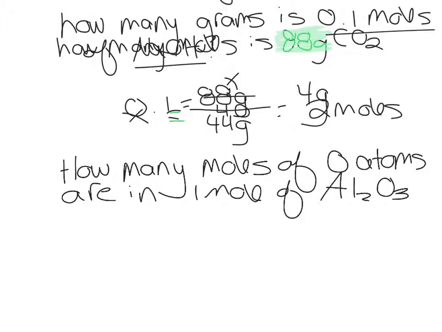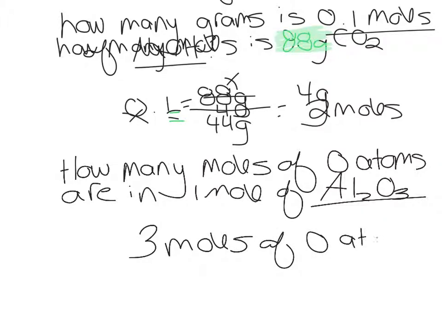So I'm not going to use that same formula. What I'm going to do is I'm just going to look at my formula here. And I see that I have 2 aluminums and 3 oxygens for each 1 aluminum oxide. So the answer to this is just 3. I have 3 moles of oxygen atoms in 1 mole of Al2O3. That would be like if I had a dozen Al2O3s, I'd have 3 dozen O's. It's the same idea. When you think about a mole, you can think about it like a dozen.